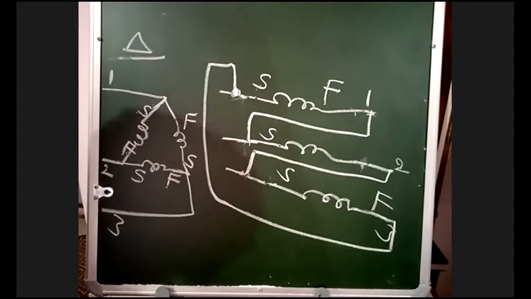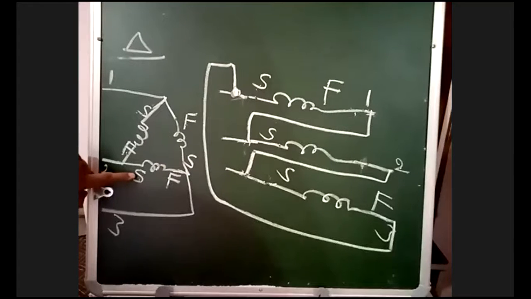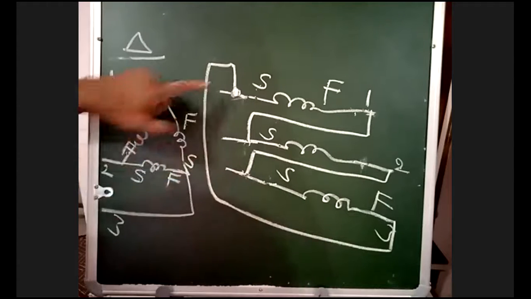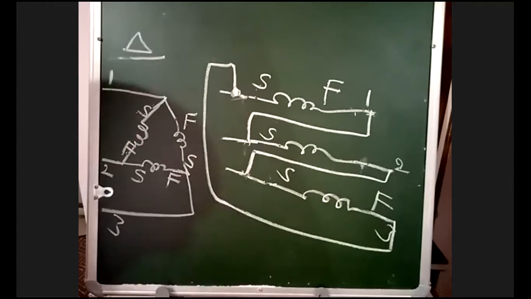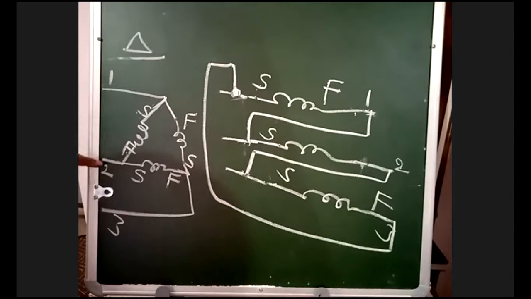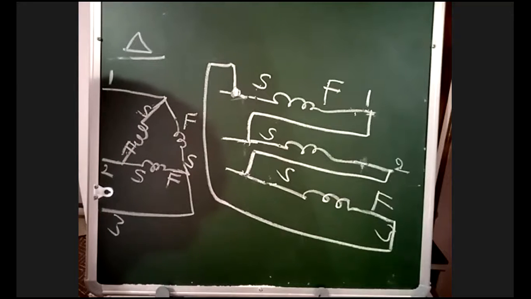Is it clear? Let us take this is coil 1, starting, finishing. Finishing end of the first coil is connected to starting end of the second coil. Finishing end of the second coil is connected to starting of the third coil. Finishing end of the third coil is connected to starting of the first coil. This is the delta connection. This is phase 1, phase 2, phase 3.